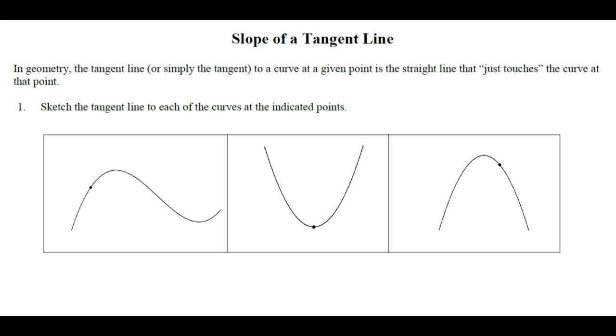At a given point is the straight line that just touches the curve at that point. So what I want you to do is sketch the tangent line to each of the curves. So you want to draw a straight line that just touches the curve at that one point, right? It doesn't cut through, because then that would be 2 points. It doesn't miss it, either.